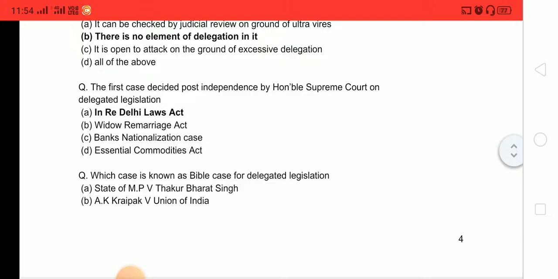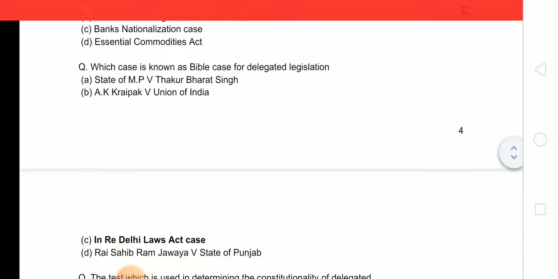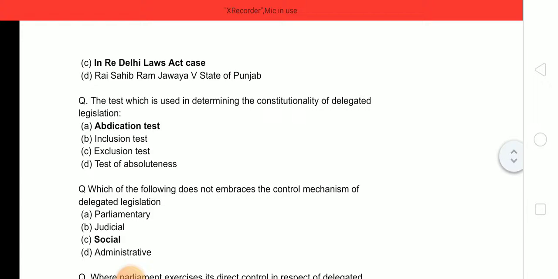Next question, the first case decided post independence by the Honorable Supreme Court on delegated legislation was Re-Delhi Laws Act. Next question, which case is known as the Bible case for delegated legislation? And the answer is same, Re-Delhi Laws Act case. Next question, the test which is used in determining the constitutionality of the delegated legislation is abdication test.